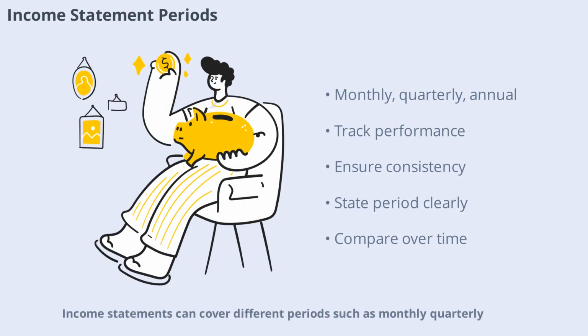Income statements can cover different periods, such as monthly, quarterly, or annually. The period you choose depends on your reporting needs and business requirements. Monthly statements help track short-term performance, while annual statements provide a big-picture view. Consistency is key. Use the same period for comparisons over time. Clearly state the period covered at the top of your income statement.